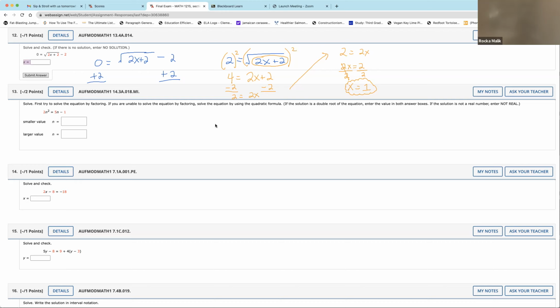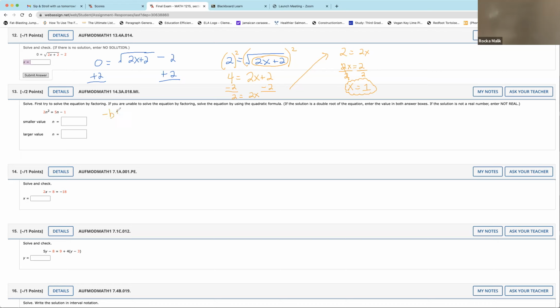Next one, solve. First, try to solve the equation by factoring. Tell me what to do. If you're unable to solve the equation by factoring, solve it by the quadratic formula. Quadratic formula always works. I don't even have to try factoring if I don't want to. So I'm going to just go with the quadratic formula.